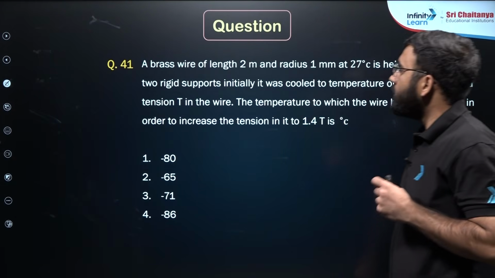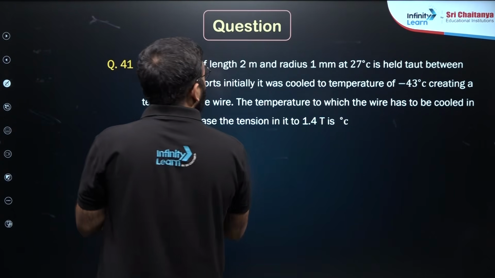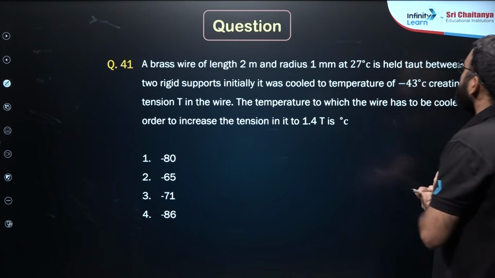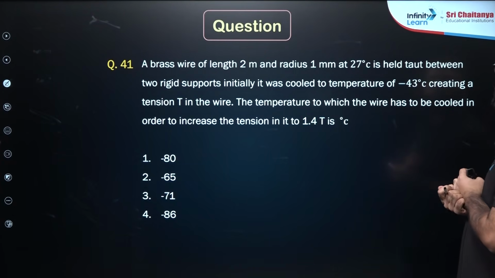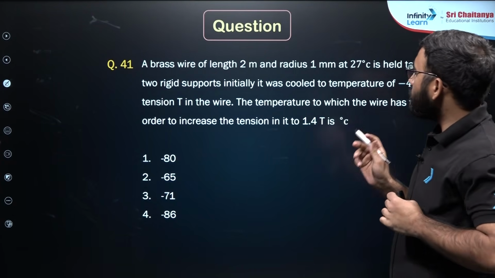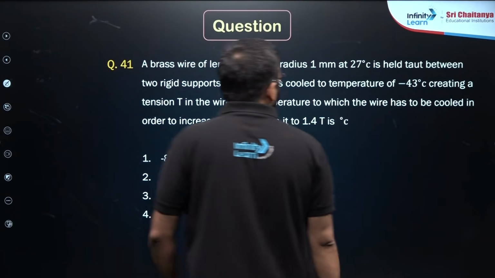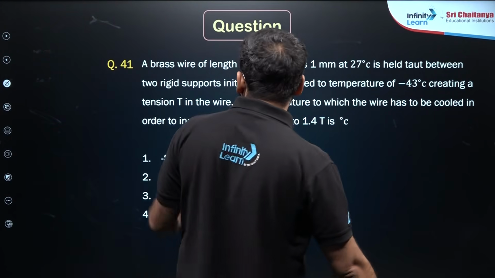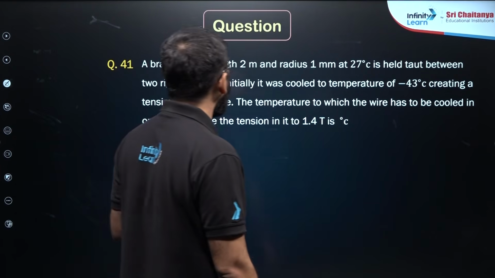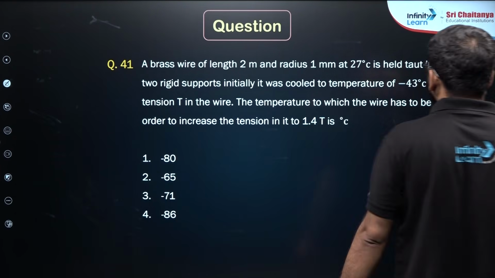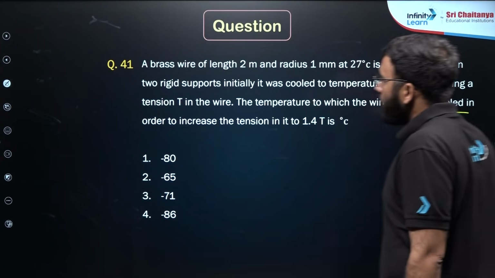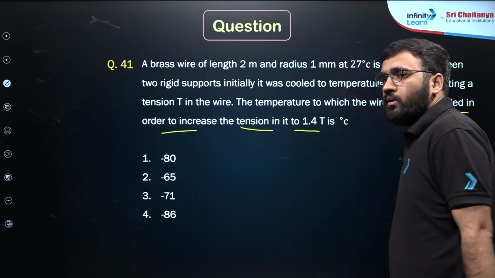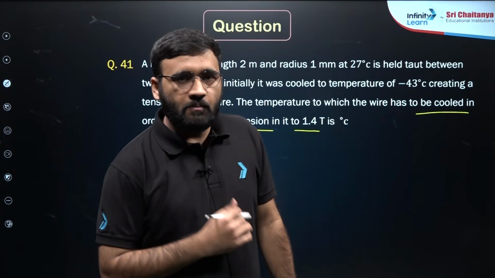No. Okay, next one. A brass wire of length 2 meter and radius 1 mm at 20 degrees Celsius is held between two rigid supports. Initially it was cooled to the temperature of minus 43 degrees Celsius, creating a tension T in the wire. The temperature to which the wire has to be cooled in order to increase its tension to 1.4 T. So they ask in the second condition what is the temperature.